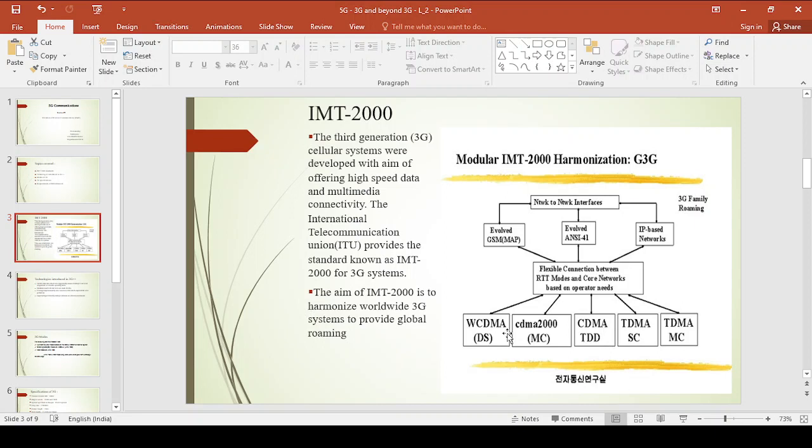Now they will collect all the proposals and harmonize them. That means they will coordinate, or nothing but match, all the proposals that are received by them, and they will generate one final system, right? Now this third generation cellular system was developed with the aim of offering high data rate and multimedia connectivity.